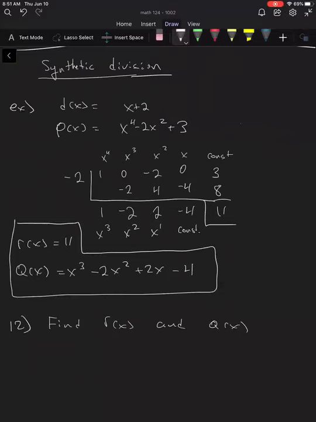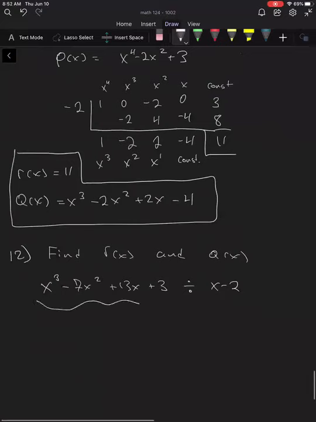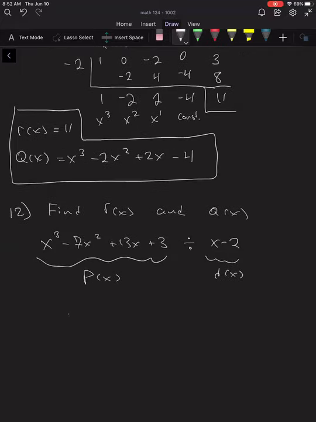So find q of x and r of x, and the way they're writing this problem, we'll have x to the 3 minus 7x squared plus 13x minus 3, divided by x minus 2. When the problem is written this way, this piece right here is going to be our p of x, and this piece right here will be our d of x. So in this situation, we are using synthetic division.